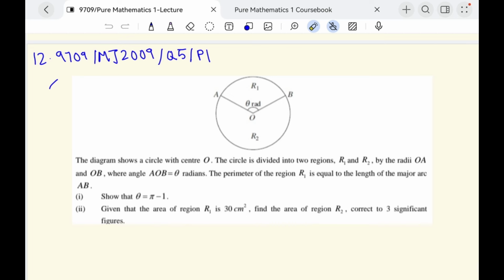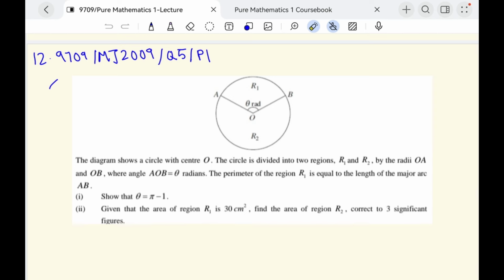Radii is the plural, whereas radius is singular. So OA and OB are the radii, where angle AOB equals pi radians. The perimeter of the R1, what is the perimeter of the region R1? It is the arc length AB and two radii, which is equal to the length of the major arc. It means that this perimeter equals the arc length of this.